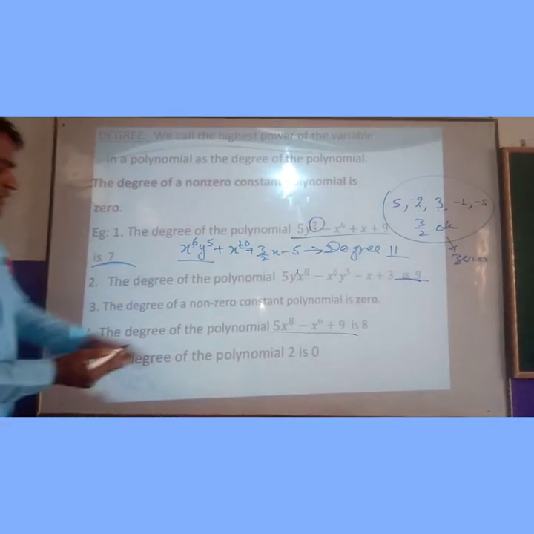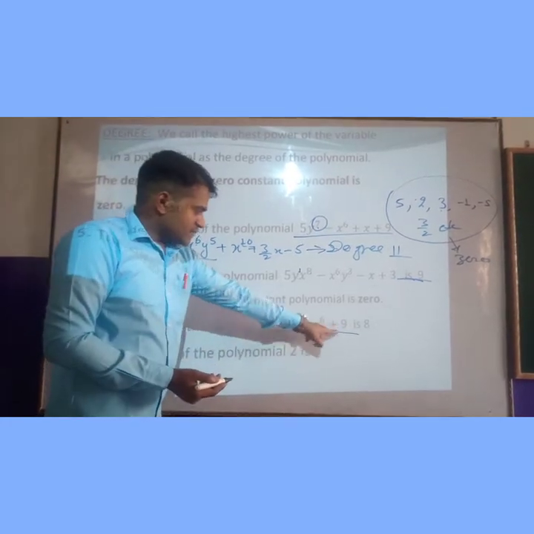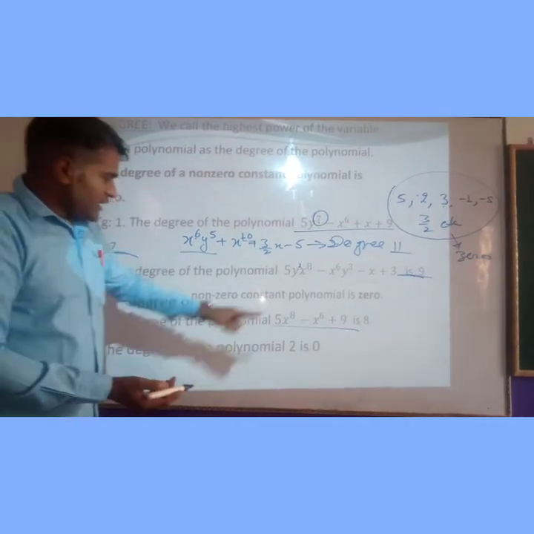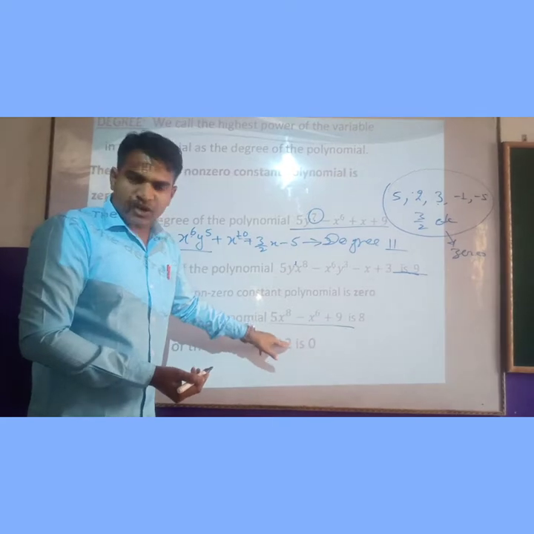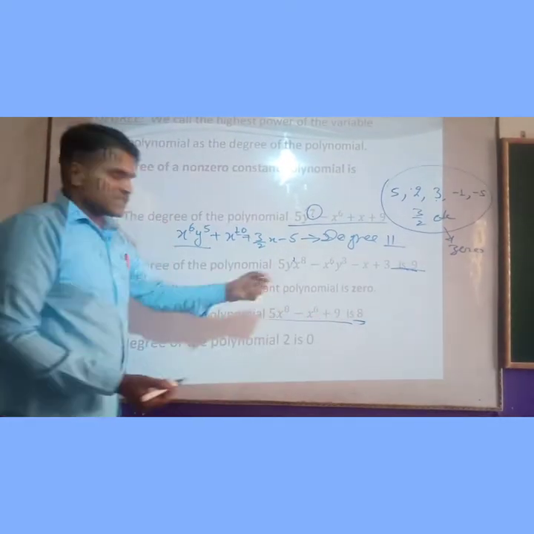Tell me, 5x power 8 minus x power 6 plus 9. So here 6 and there 8. Is 8 the highest power or 6 the highest power in the given polynomial? 8 is the highest power. So the degree of the given polynomial is 8.